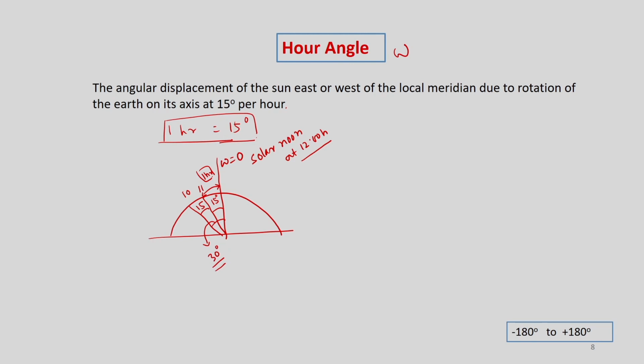So, this way we can measure, and it measures the angular displacement of the sun east or west of the local meridian due to rotation of earth on its axis at 15 degree per hour. Okay. So, 1 hour is 15 degree. We will do a lot of calculations on how to calculate omega, and what happens in case of sunset and sunrise. All these things we need to calculate, and here we can say omega is positive in the morning, this part is forenoon and this is afternoon.